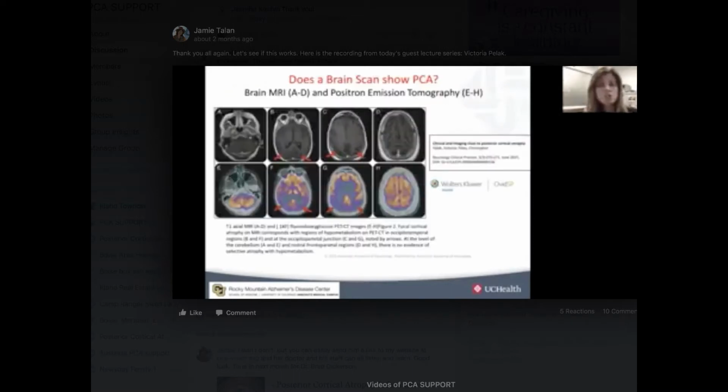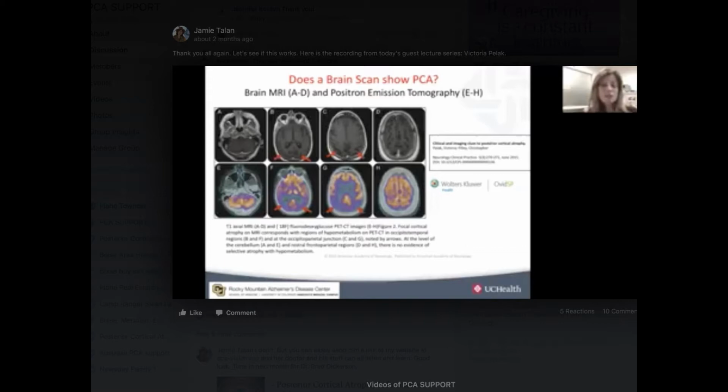And another question many people ask is, can a brain scan show PCA? Well, we can't be certain that somebody has PCA or even what type of disease they have for sure with current scans that are available on a clinical basis and not a research basis. But certain scans can point to the diagnosis in the right clinical setting, meaning you have the right symptoms, and then we look at a brain scan and we can say everything fits with PCA.